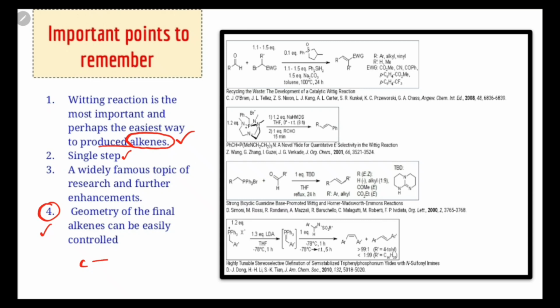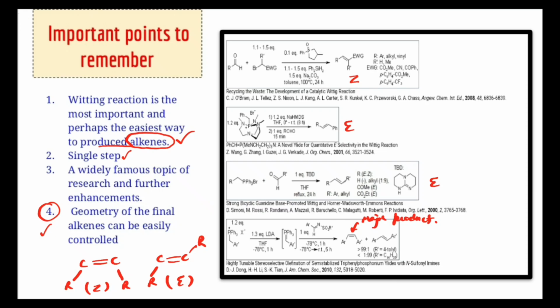That means either we can obtain this geometry or we can obtain the other geometry. This one is called Z, this one is called E, as we can see in a lot of examples. Here we are obtaining Z, here we are obtaining E, and here E is formed. Same, here we are forming this as the major product. So, Wittig reaction is a quite important reaction in organic chemistry. So, let us now move on to the mechanism of the Wittig reaction.